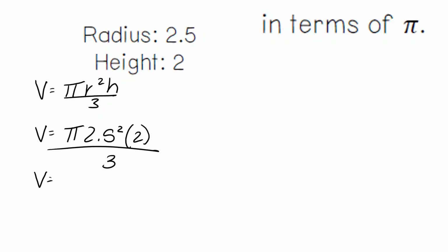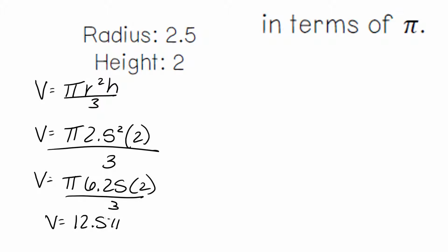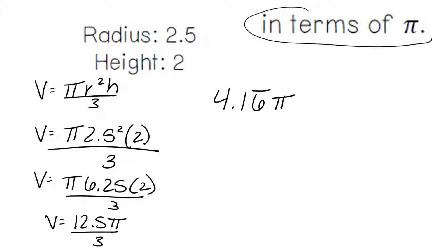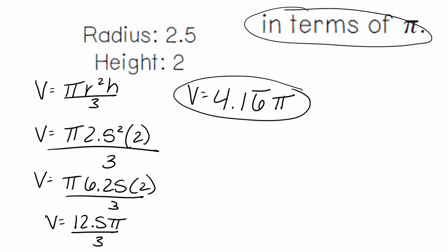2.5 squared is going to give us 6.25, times 2 is going to give us 12.5, divided by 3 is going to give us 4.16 repeating. It tells us to leave our answer in terms of pi. And so we're going to leave this pi symbol in our answer. 4.16 repeating, pi.